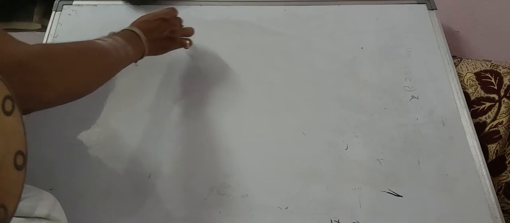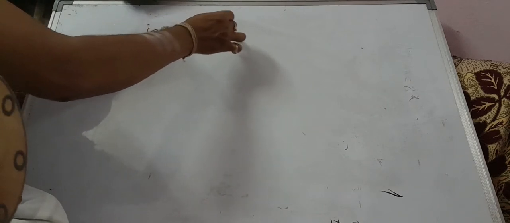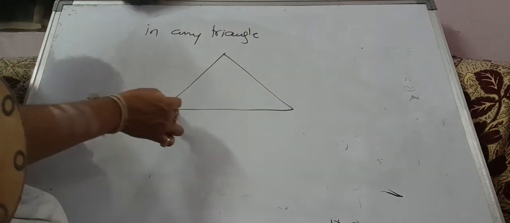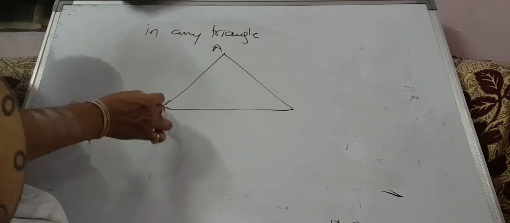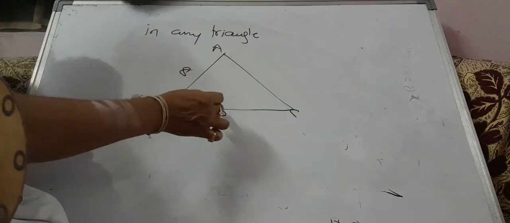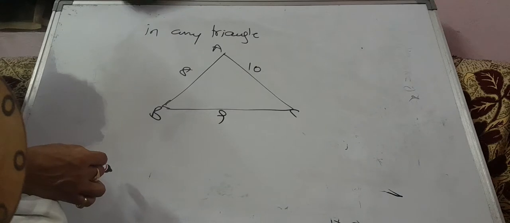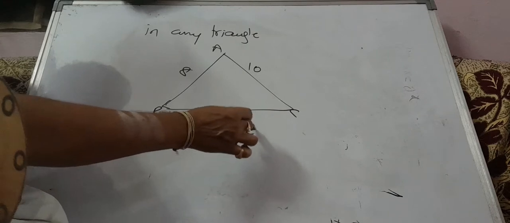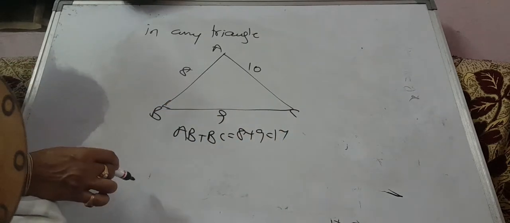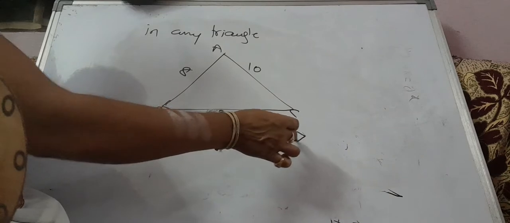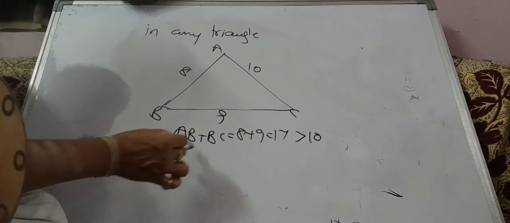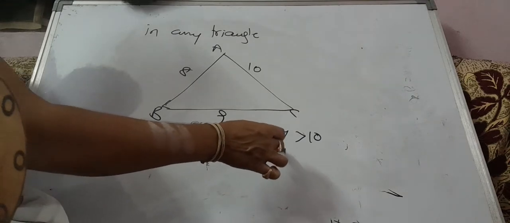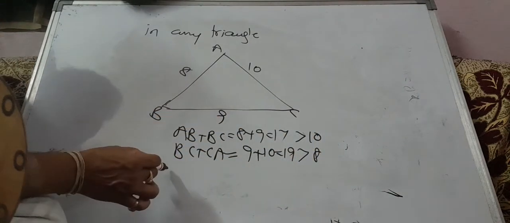In any triangle. Okay, before going to write the property, I will take one triangle here, ABC. Say the measurements are 8, 9, 10. Now I will add AB and BC: 8 plus 9. How much did it come? 17. But 17 is greater than the third side. I will add BC and CA: 9 plus 10, 19. It is greater than 8.